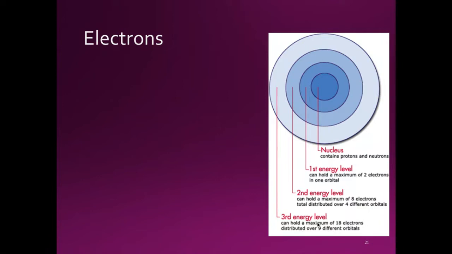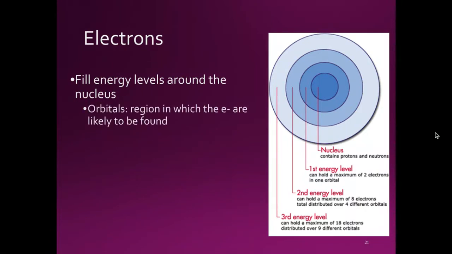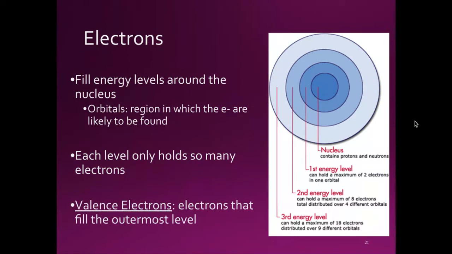The same thing with the third energy level. We can hold up to 8 electrons, so a maximum of 18, and they're distributed over 9 orbitals. So the concept of electrons, they're going to fill those energy levels around the nucleus. The orbitals are just the region in which the electrons are likely to be found. Orbitals, clouds, they're kind of the same thing. Each level only holds so many electrons. Whatever that outermost electron level is, we call that the valence. That is just the outermost level. So the valence electrons are the ones that are in the outermost shell or level.